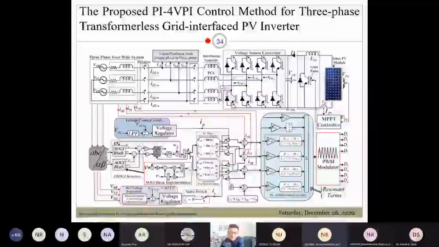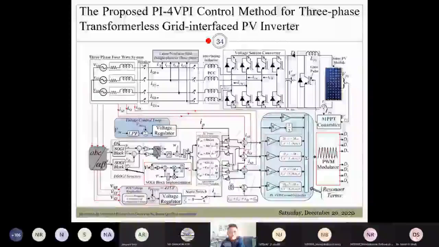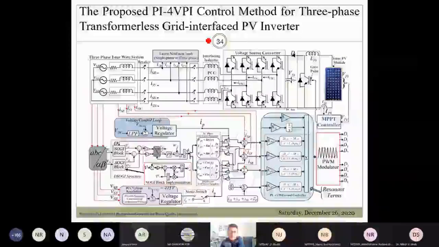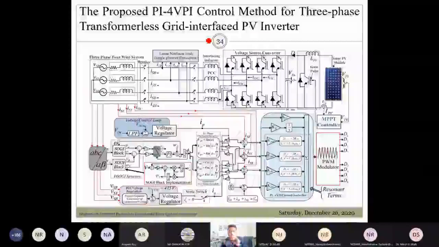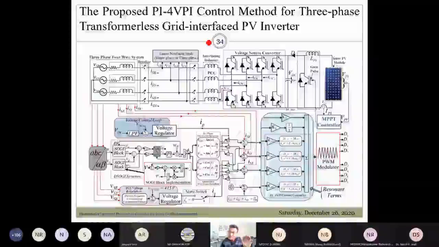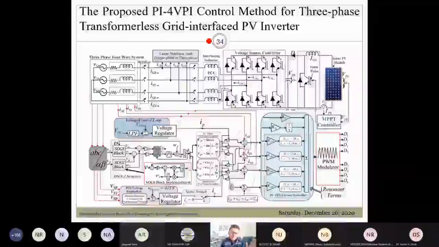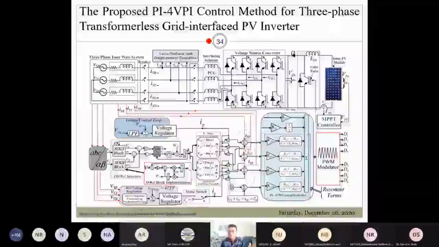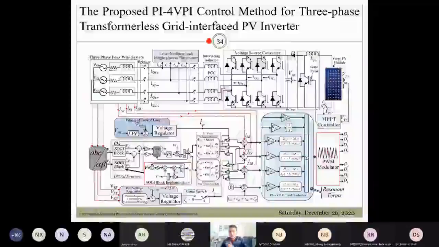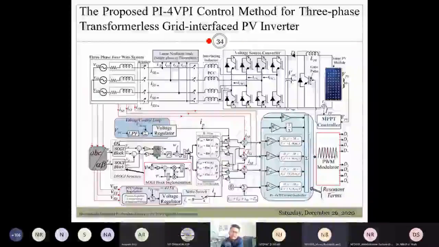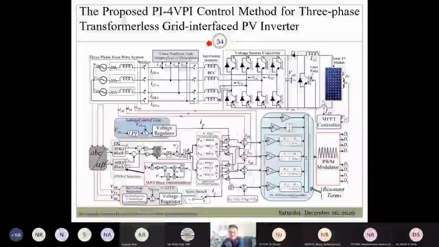So it will generate the gate pulse for the DC to DC boost converter. Once the DC to DC boost converter generates a constant voltage, that same voltage will appear across the DC link capacitor. Now the voltage source inverter kicks in, and that will control the DC link voltage. So there is no requirement of synchronization between these two converters.